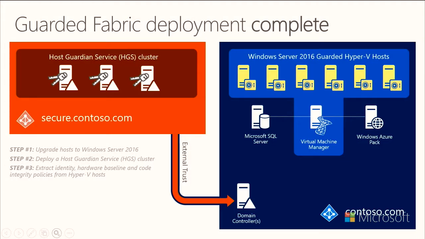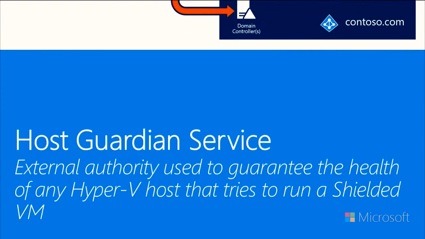All right, next step then. Well, effectively at this point, the guarded fabric is complete. We have guarded hosts. We can now run shielded virtual machines if we so choose. We could go and say, let's install Azure Pack, and obviously that brings SQL in, if FCVMM is there, and SPF that you saw earlier. But at that bare minimum, we have enough to deploy shielded virtual machines.